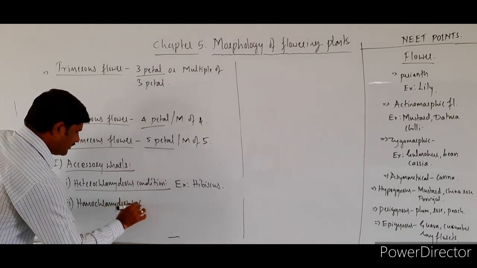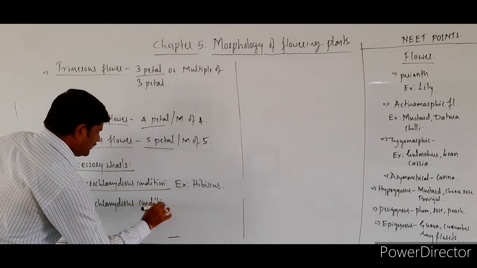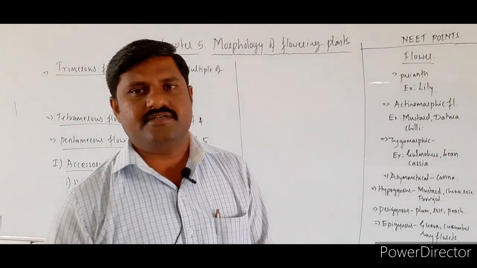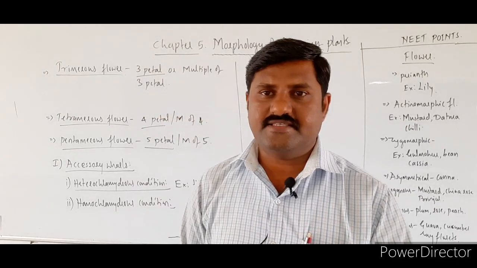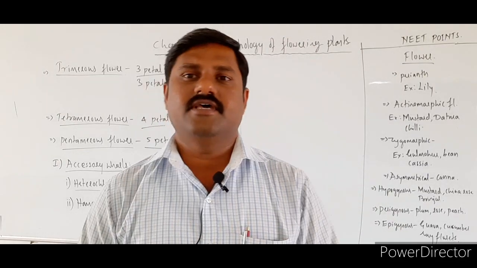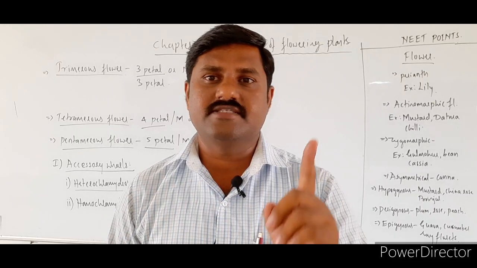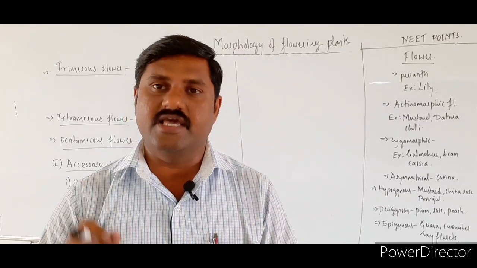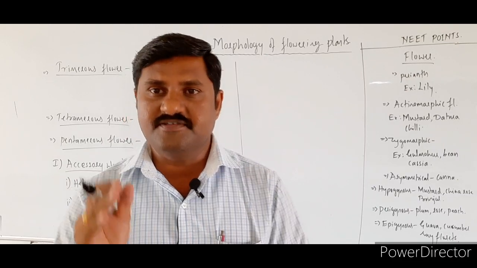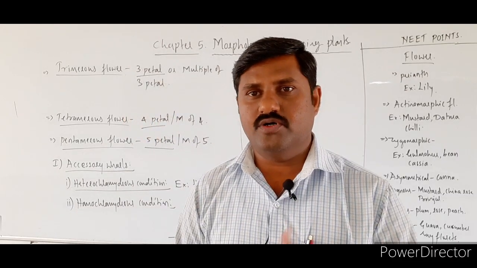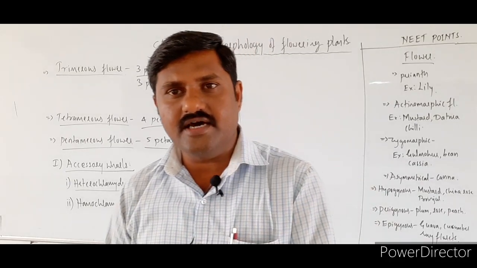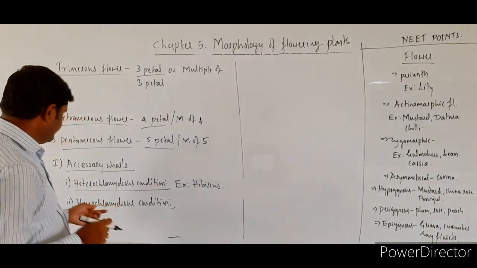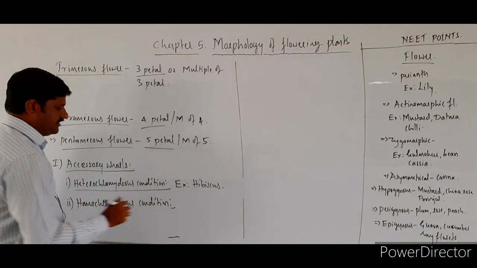And second one is homoclamidious condition. So what does this condition say? Homoclamidious condition is the condition in which both the accessory whorls are present, of course, and both are not easily distinguishable one. So example for this one is Michelia champaka. In this flower, both calyx and corolla are green in color. That's why we cannot distinguish them, right? That condition is said to be homoclamidious condition.